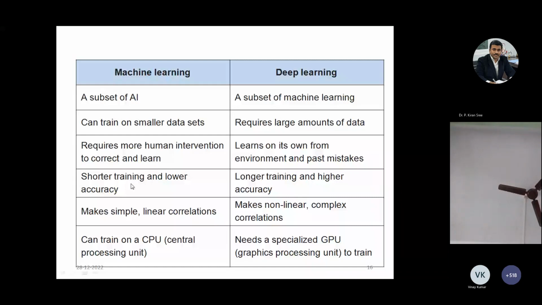Machine learning requires a shorter training and ends up with lower accuracy, whereas deep learning, since it deals with a large amount of data, has a lengthy training process and ends up with a higher accuracy. Machine learning makes simple and linear correlations, whereas deep learning makes non-linear and complex correlations. These are the basic differences. I want to explain this line. So this line is the difference between machine learning and deep learning. Machine learning requires more intervention, whereas deep learning learns on its own from the environment.